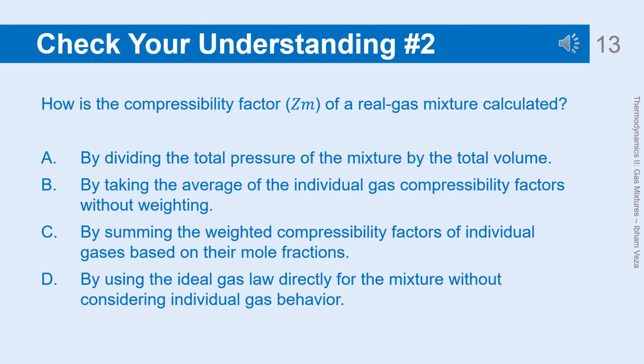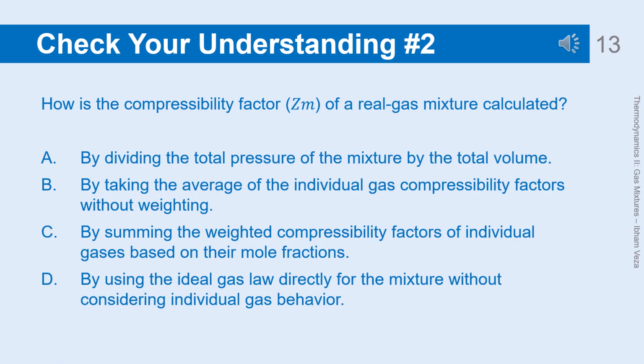Answer C. By summing the weighted compressibility factors of individual gases based on their mole fractions. Explanation of why other answers are wrong. A. By dividing the total pressure of the mixture by the total volume. Incorrect, because this does not account for the mole fraction or the individual gas behavior needed to calculate Zm.